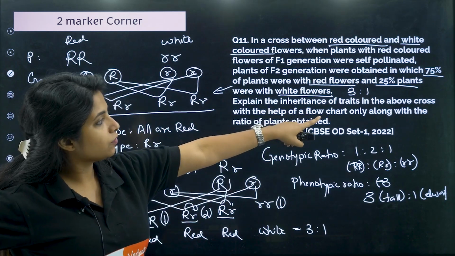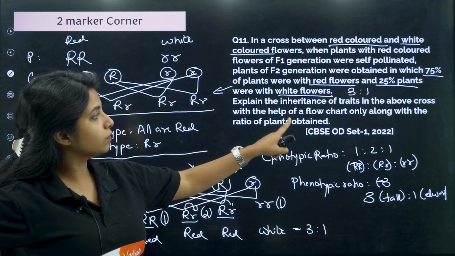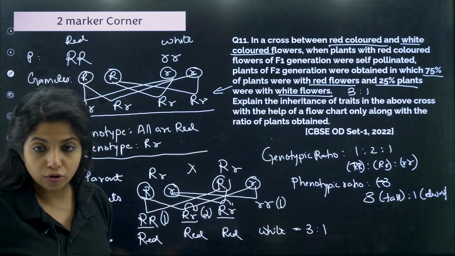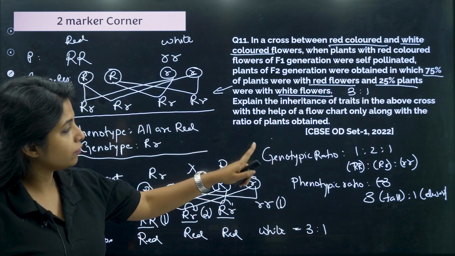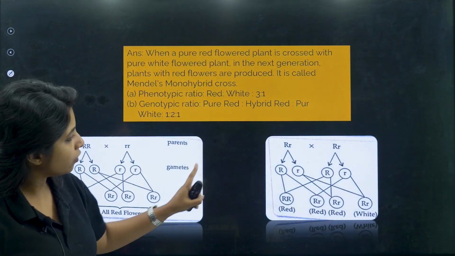Explain the inheritance of traits in the above cross with the help of a flow chart. This is the flow chart that you have to make. Along with the ratio of the plants obtained, you have to mention the ratio of the plants also properly. This is the ratio of F2 generation. This is what you found in F1 generation. This is how you have to write the answer.